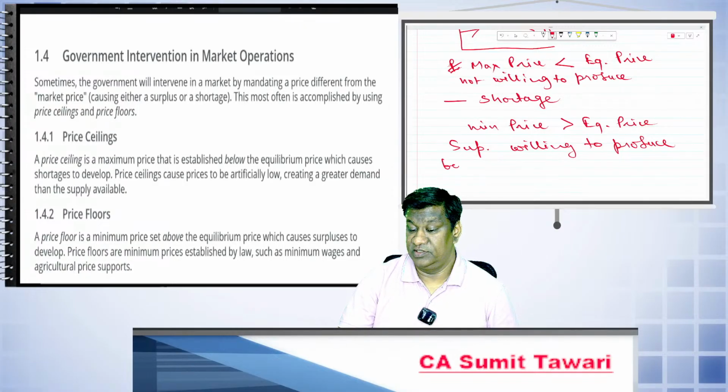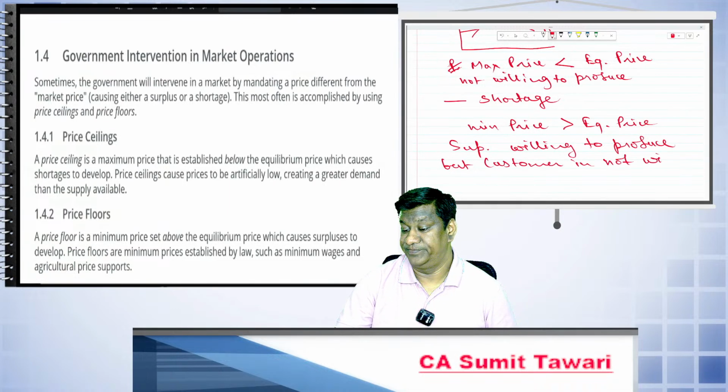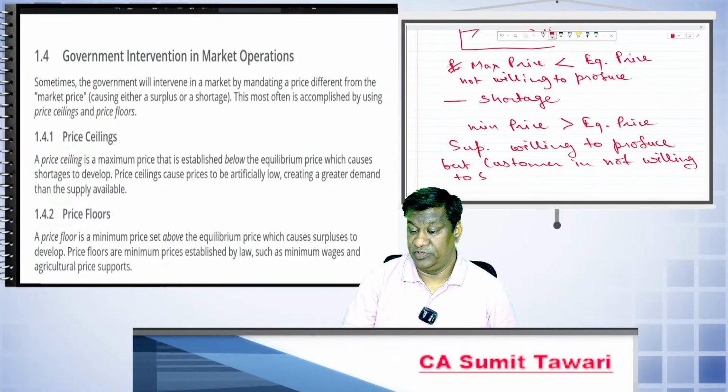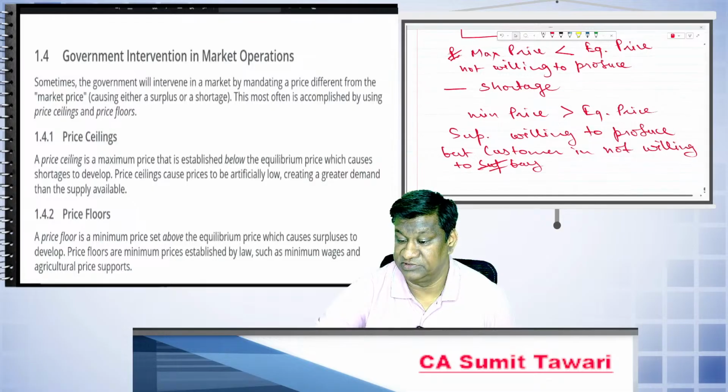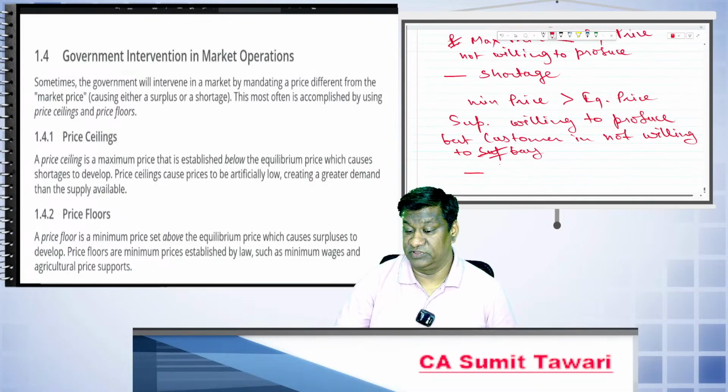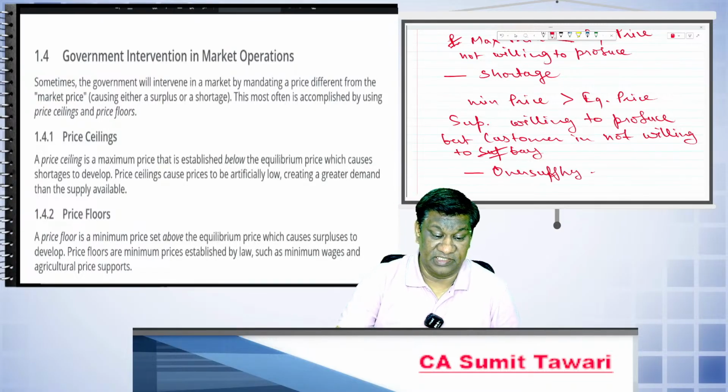Produce. But the customer is not willing to buy. What will be the situation? Surplus. What happened? Surplus, oversupply. Okay, so that is basically the impact of price ceiling and price floor.